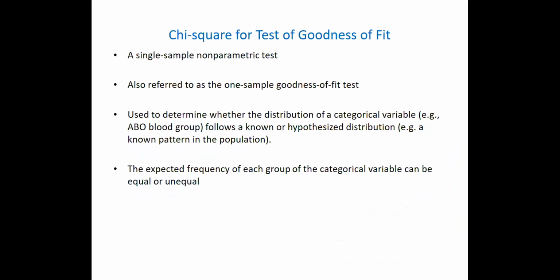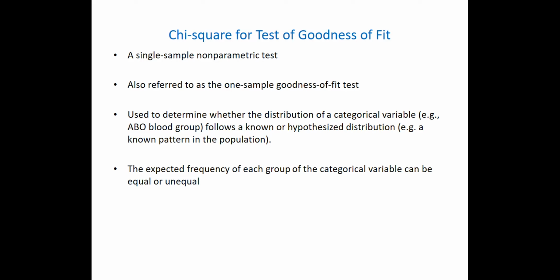So linear by linear is a chi-square for trend. Now let's look at the chi-square test of goodness of fit. Chi-square test for goodness of fit is a single sample parametric test. This one now is a single sample. One sample is one group. It is also referred to as the one sample goodness of fit test.